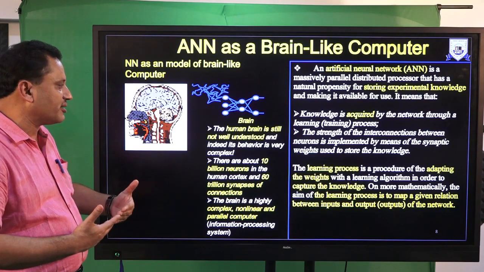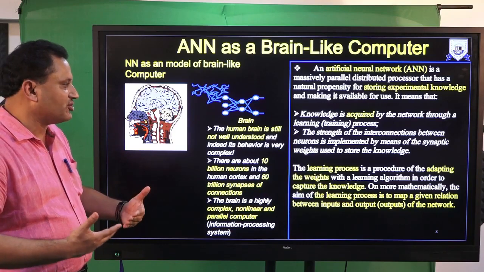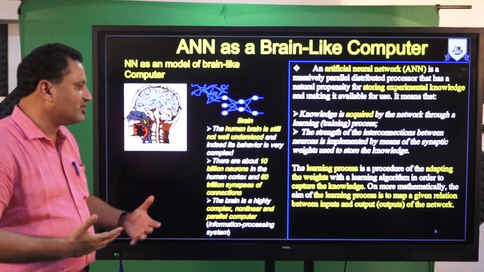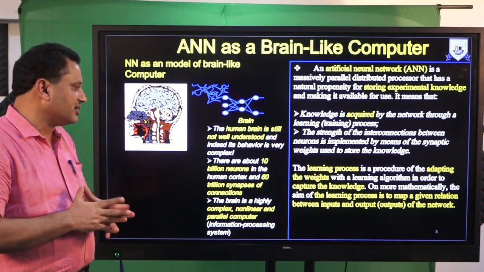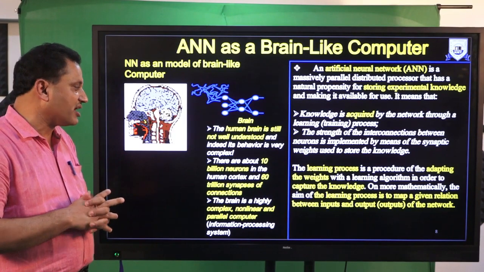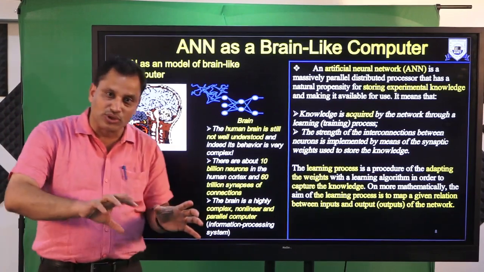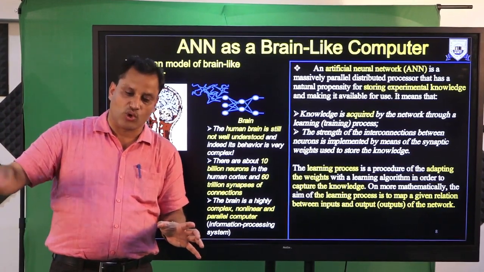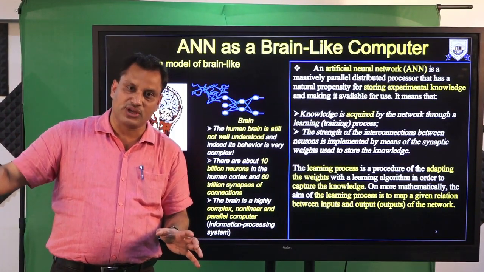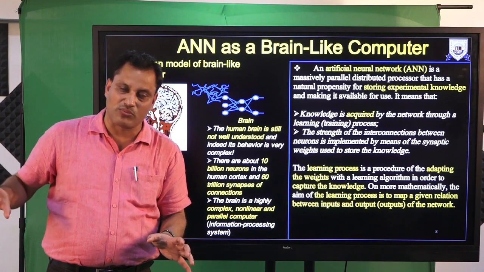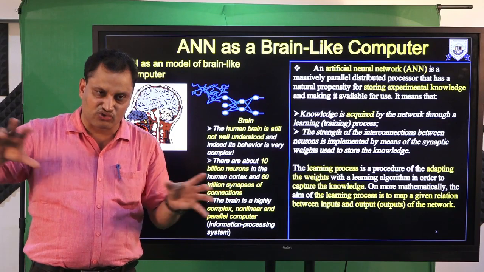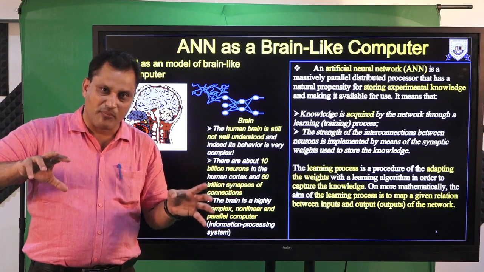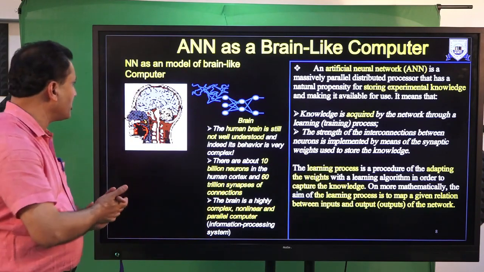The learning process is a procedure of adapting the weights with a learning algorithm in order to capture the knowledge. One more mathematical aim of the learning process is to map a given relation between the input and the output. What kind of input we are passing to solve the problem, and what expected output is there. So there is the structure, and the ANN will be able to map input to output. All right, guys.